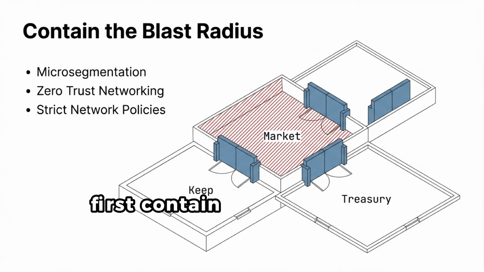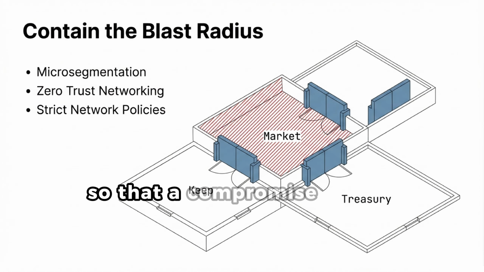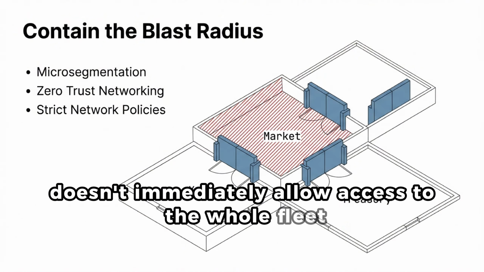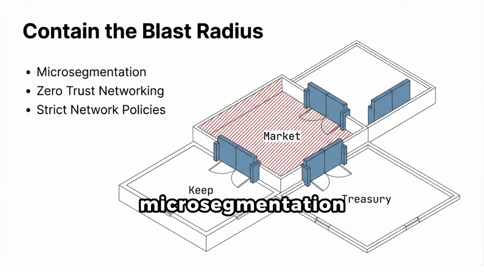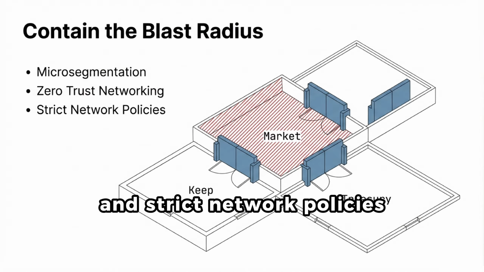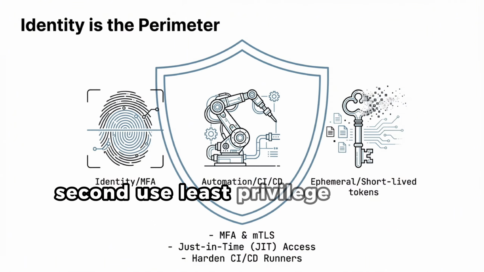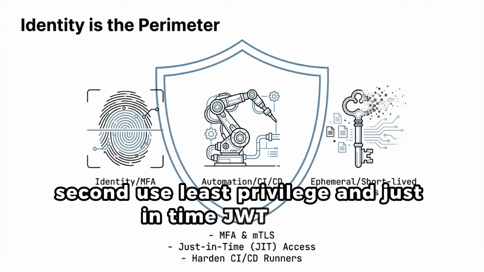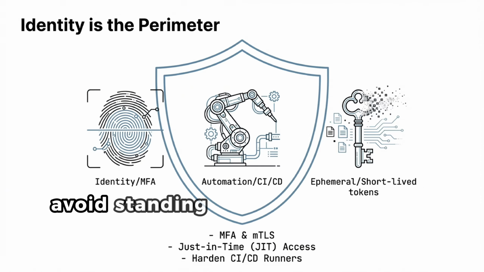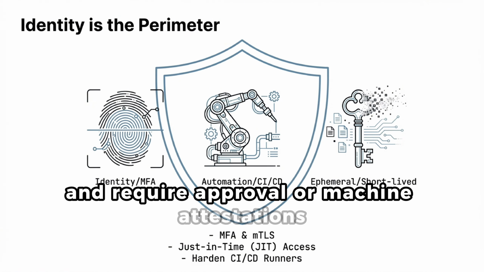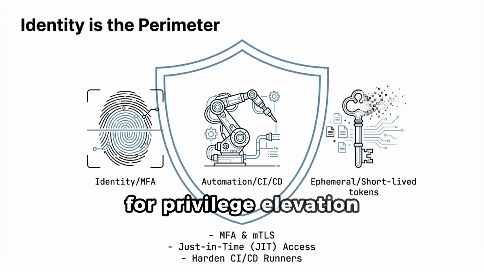First, contain the blast radius. Segment your networks and services so that a compromise of one workload doesn't immediately allow access to the whole fleet. Micro-segmentation and strict network policies make lateral movement costlier. Second, use least privilege and just-in-time, JIT, access. Avoid standing powerful credentials. Prefer ephemeral tokens and require approval or machine attestations for privilege elevation.